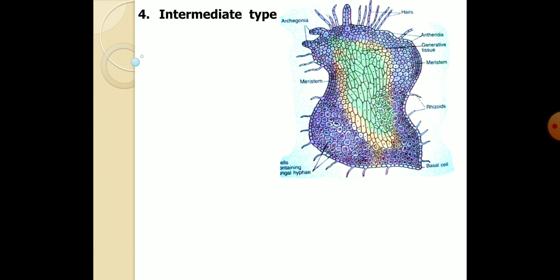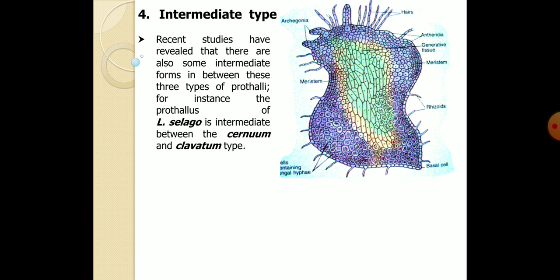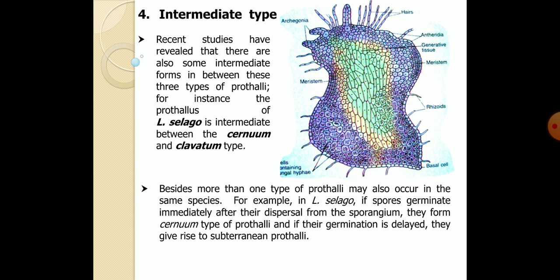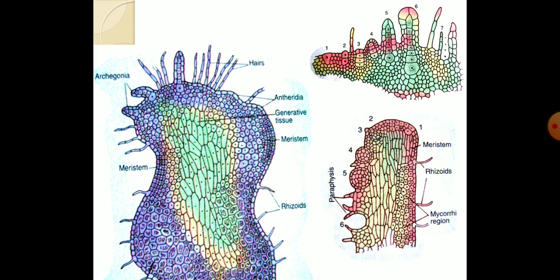And the next one is the intermediate type. This is how actually the majority of the Lycopodium consists of this intermediate type. Recent studies have discovered this type of spore development in Lycopodium salago, and even sometimes Lycopodium annotinum and clavatum may vary with these structures. Besides, more than one type of prothallus may be mixed in this intermediate type of prothallus development. So this is the structure of the prothallus.